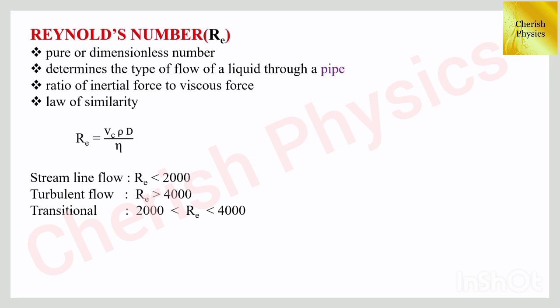Okay, let us see what is Reynolds number. It is a pure or dimensionless number. It determines the type of flow of liquid through a pipe. Note down that it only determines the type of flow through a pipe. It is the ratio of inertial force to viscous force and it obeys the law of similarity. If you want to know what the law of similarity is, text it in the comment box, I will explain. The formula of Reynolds number is Re equal to Vc into rho into d divided by eta, where Vc is the critical velocity, rho is the density of the liquid, d is the diameter of the pipe, and eta is the coefficient of viscosity of the liquid.